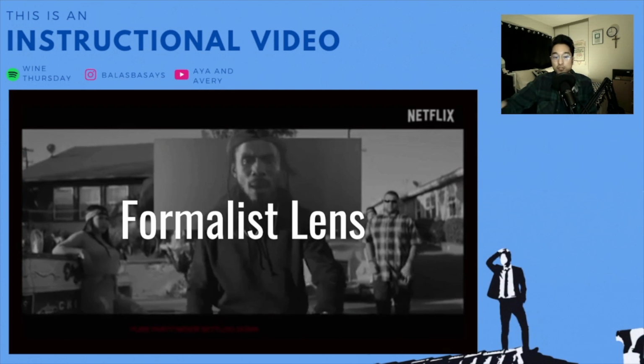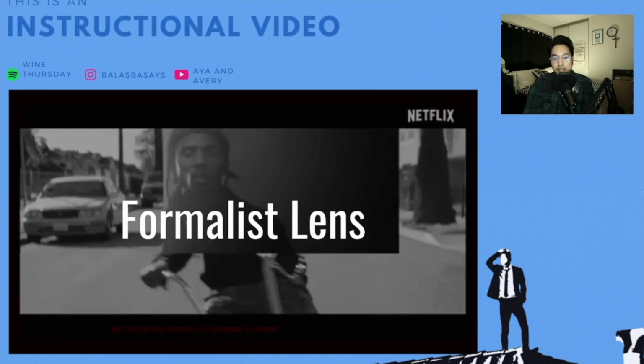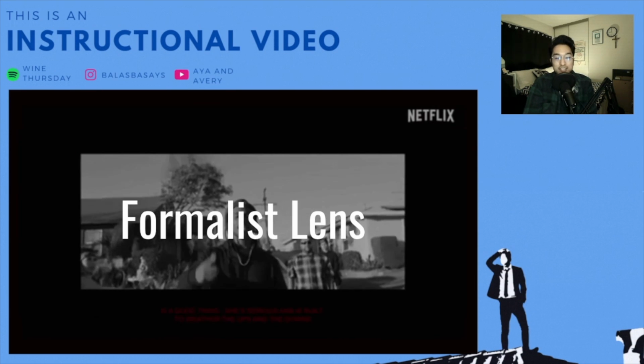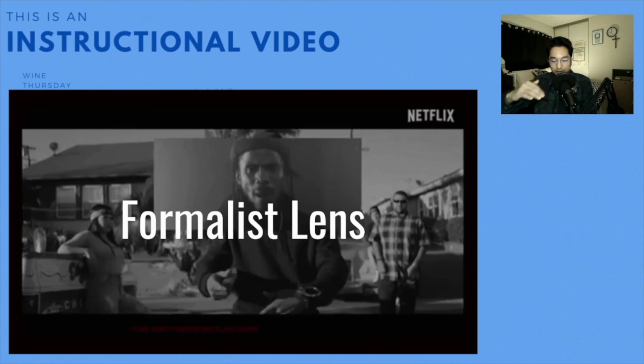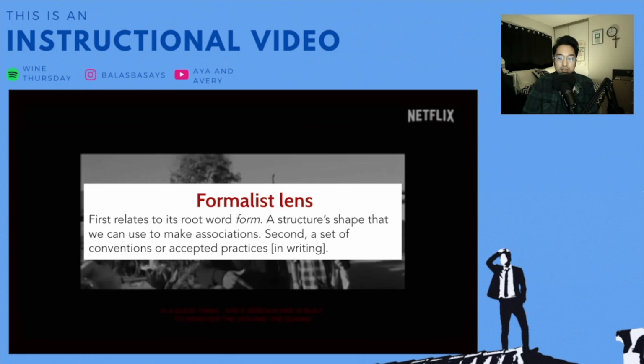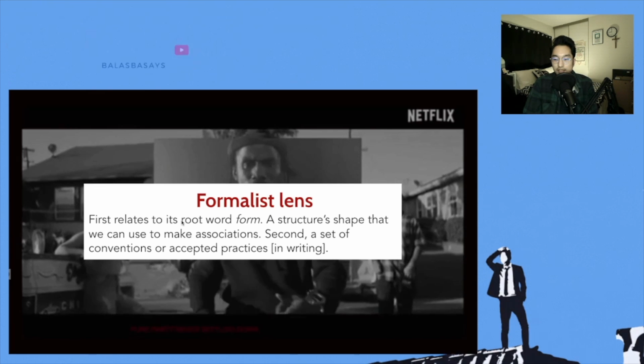And even more than just the visual component of it, in the song, he rhymes lyrics between Spanish and English. And the translations also rhyme, which is a deeper, multi-layered level of what the formalist lens could be. So the formalist lens, in its root word, first relates to form.